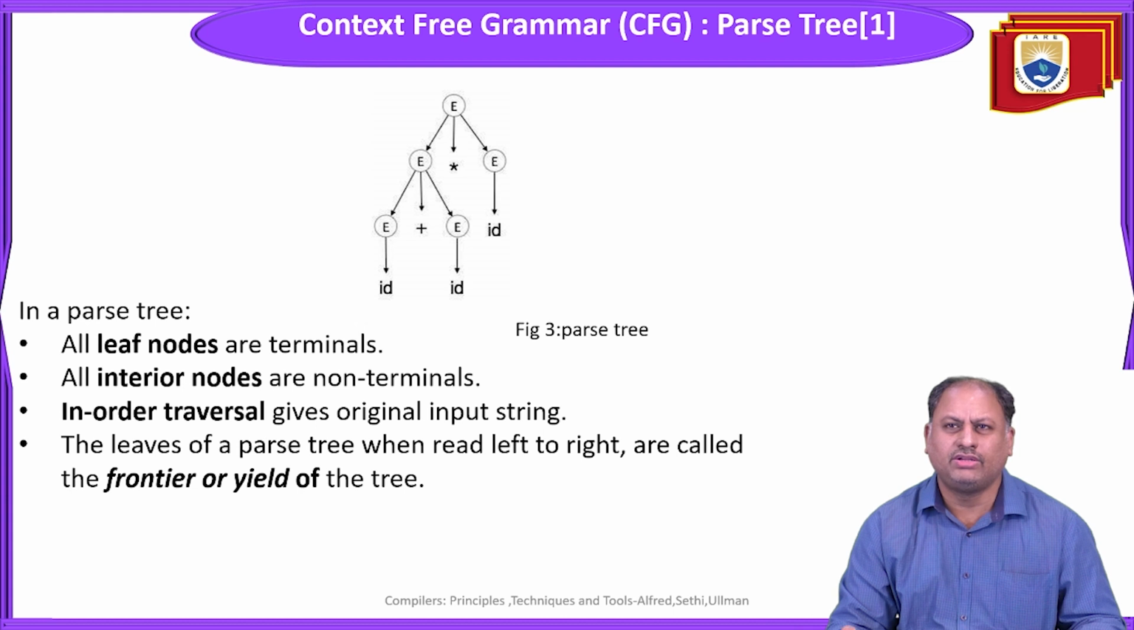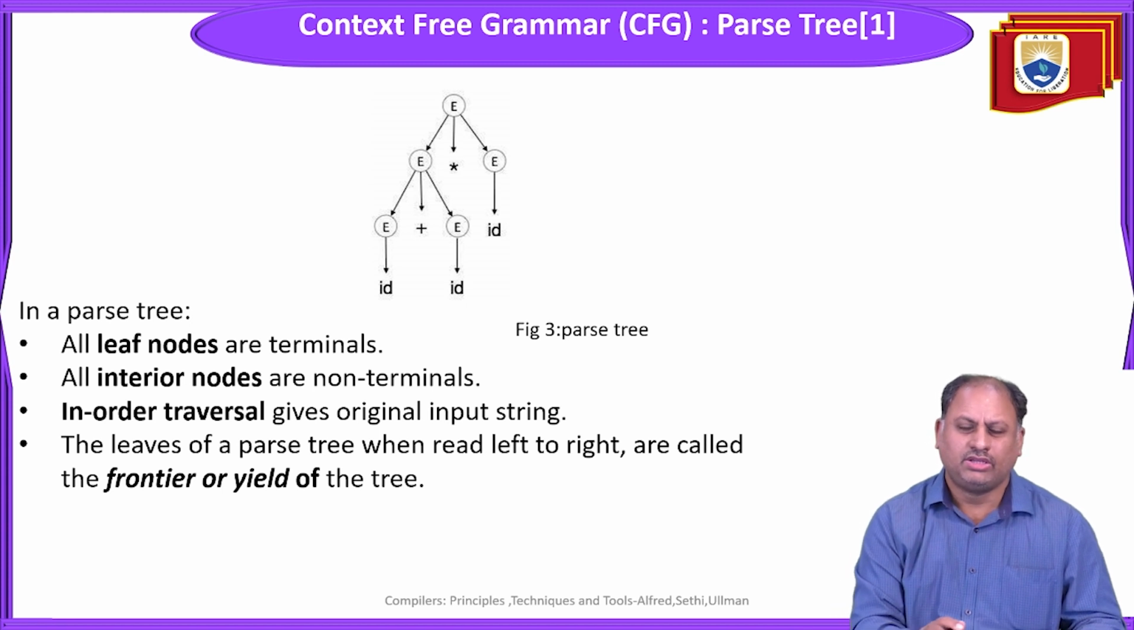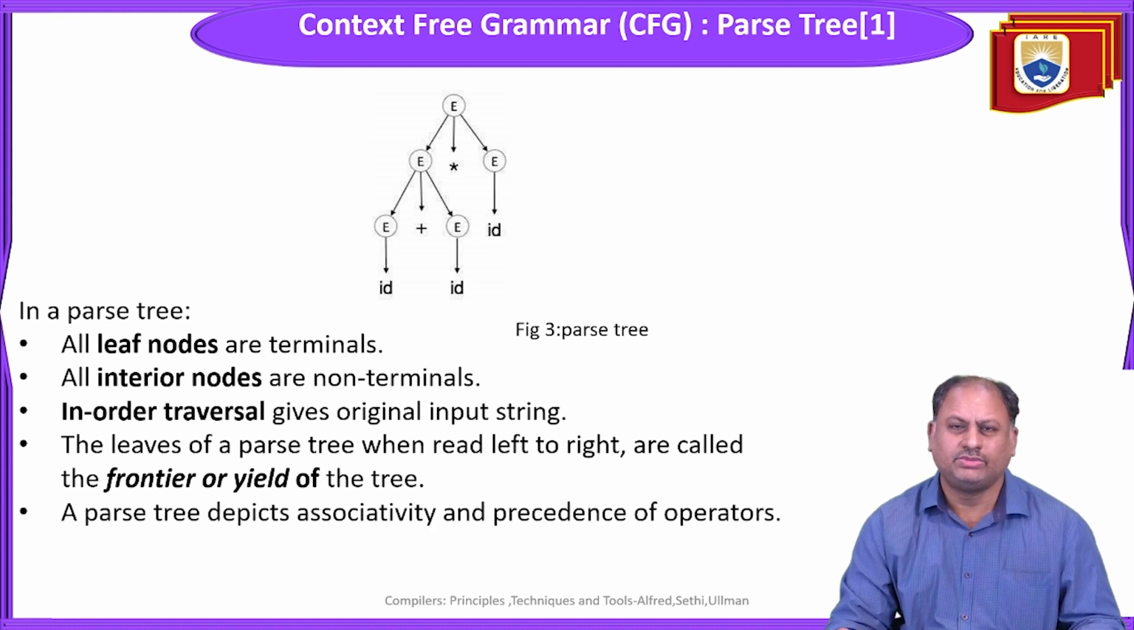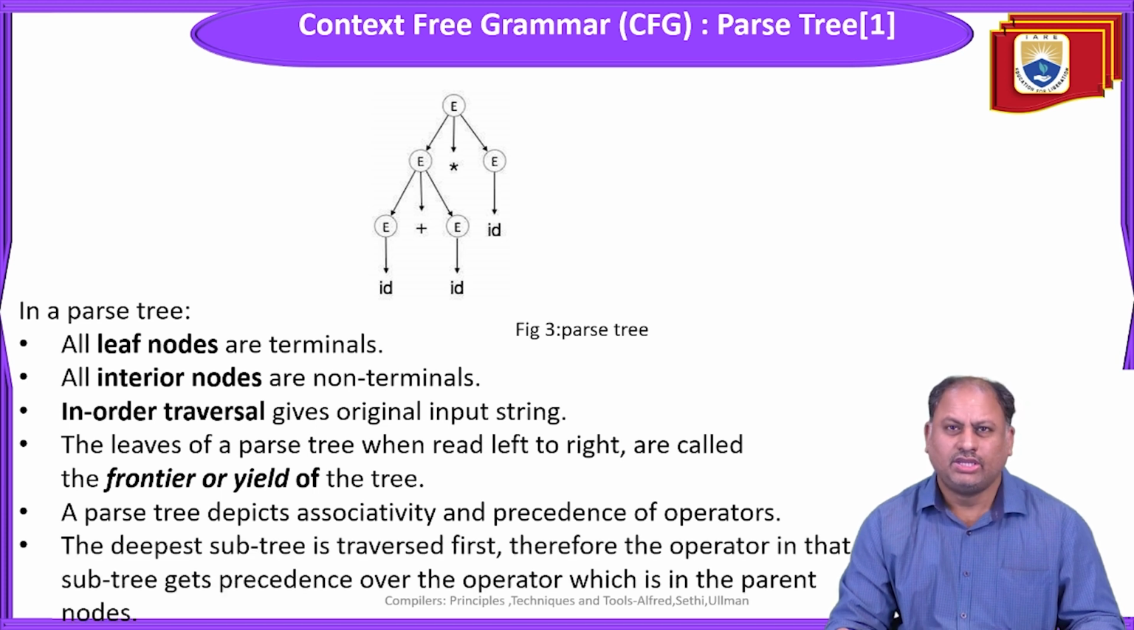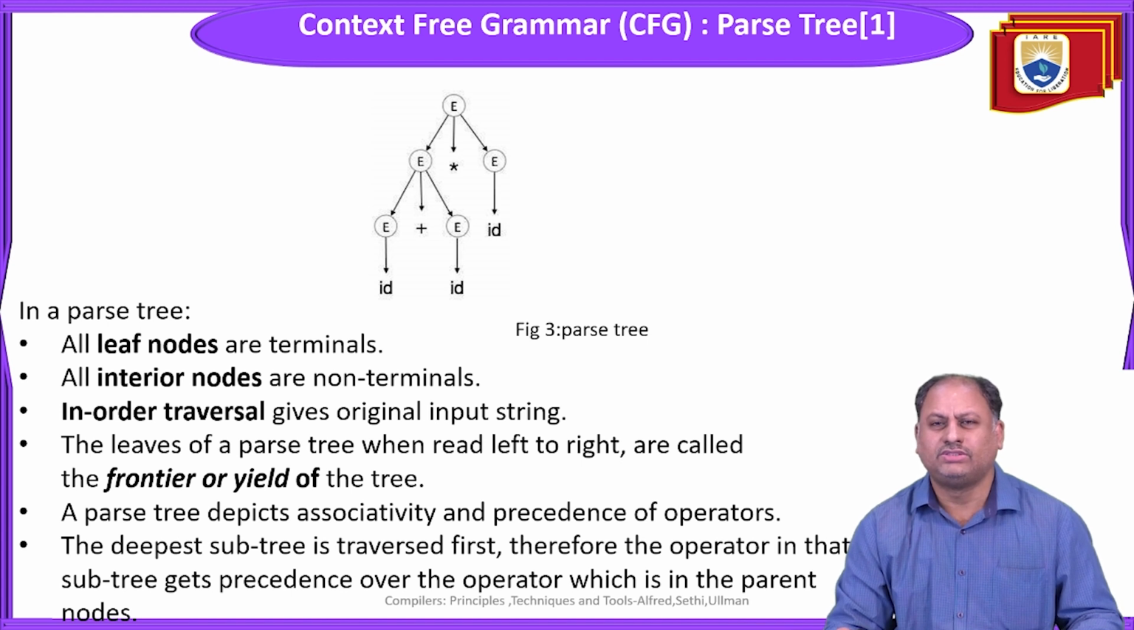Whenever we read all the symbols inside the parse tree, that means level by level, see here, the last leaf node ID, here plus, here ID. Whenever you read all this from left to right, that is described in terms of the yield of a tree also. Here we apply associativity and precedence to the parse trees, and when you traverse, one operator gets higher and one is lower, so based on the parent and child relationship we can observe this.